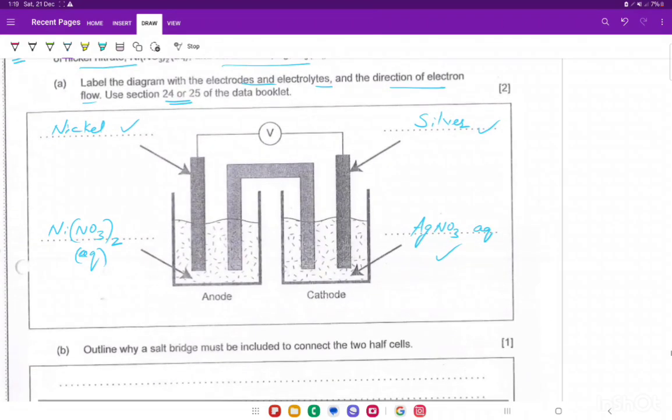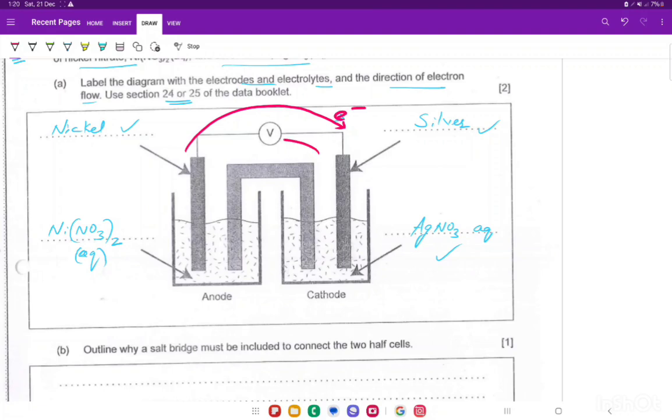The electrons flow from nickel, because nickel loses electrons more readily. The direction of electron flow will be from nickel to silver. This will be the flow of electrons: nickel to silver. And the direction of current will be opposite to this. Current will be from silver to nickel.